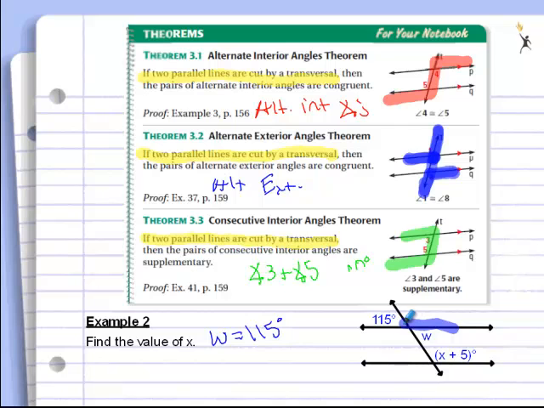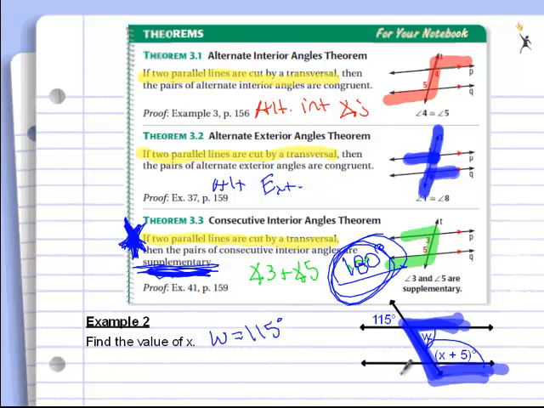Let's see if consecutive interior works. This idea of consecutive interior angles is going to help me solve letter X, because letter X and letter W are consecutive interior angles. Well, what do you know about consecutive interior angles? They are what? I hope you're not saying congruent. I hope you are saying they are supplementary. If these two angles are supplementary, that means what?